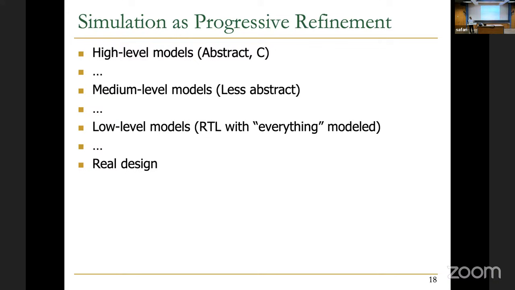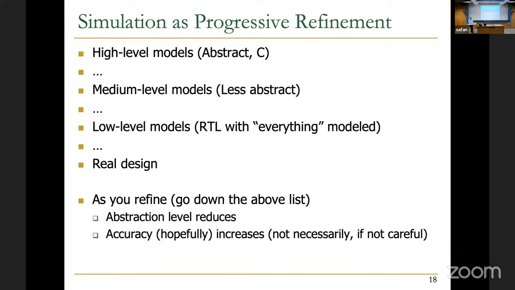But at the very top, you start with a very large design space and you explore that design space fast and refine it. And then while you are going down, you limit the number of design space parameters, and hopefully you can finally reach a real design with good performance. So as we refine, which means that we go down the list, abstraction level reduces and accuracy hopefully increases, not necessarily if not careful. You may mess up, for example, in the RTL implementation. But overall, when we go down the list, we are expecting higher accuracy in the simulator.